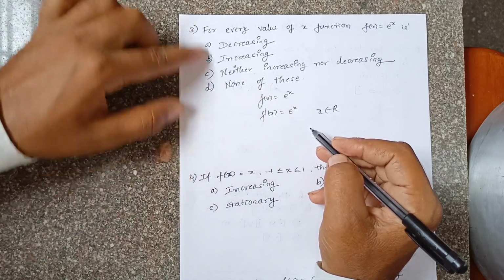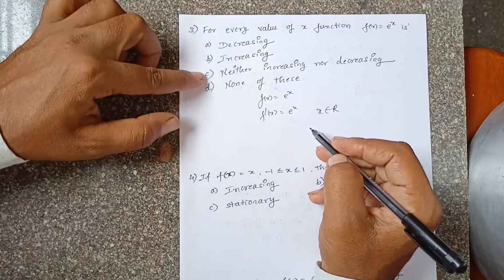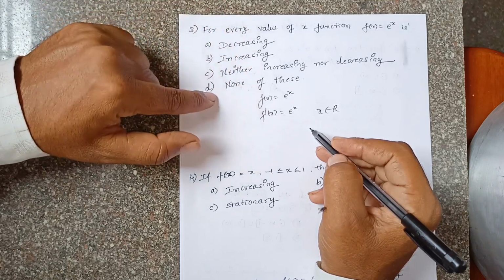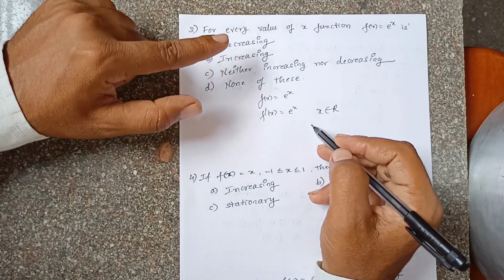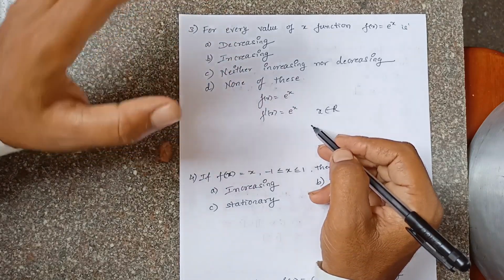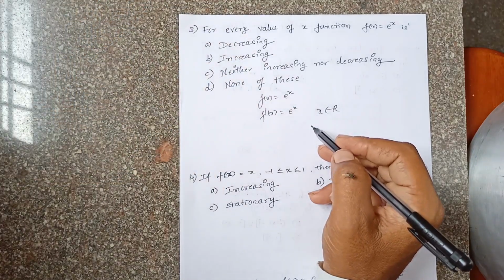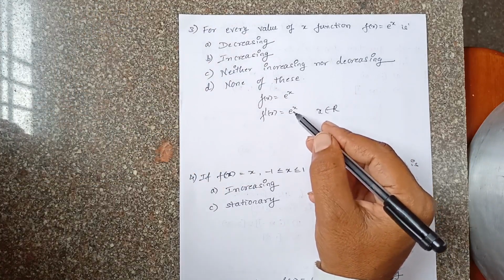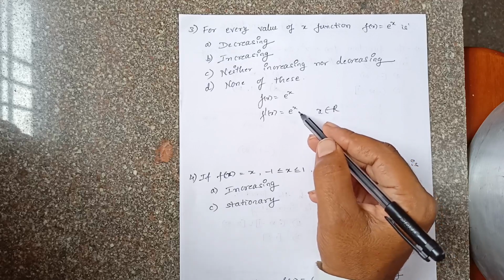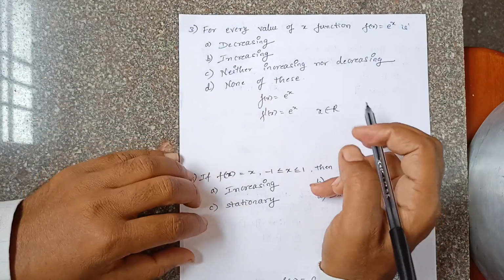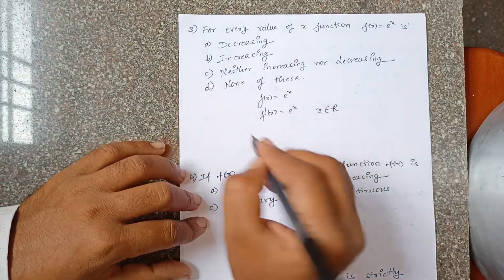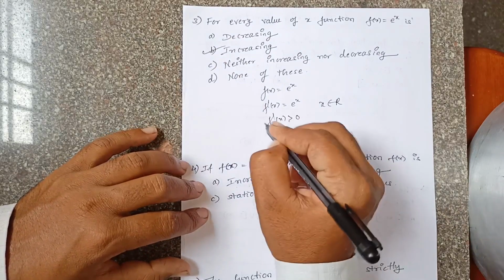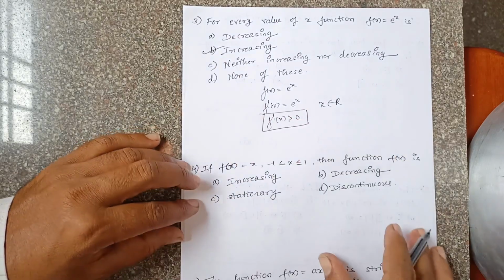There is no question of checking whether f dash of x is 0 or not here, because the options given are decreasing, increasing, neither increasing nor decreasing, and none of these. For every value of x, the function f of x is equal to e raised to x. It can't be 0. If you substitute x is equal to 0, it gives us 1, and it may give some 0.00 values if you substitute negative values, but it can't give us 0. So what can we conclude here? We can conclude that it is an increasing function. F dash of x is always greater than 0 here.